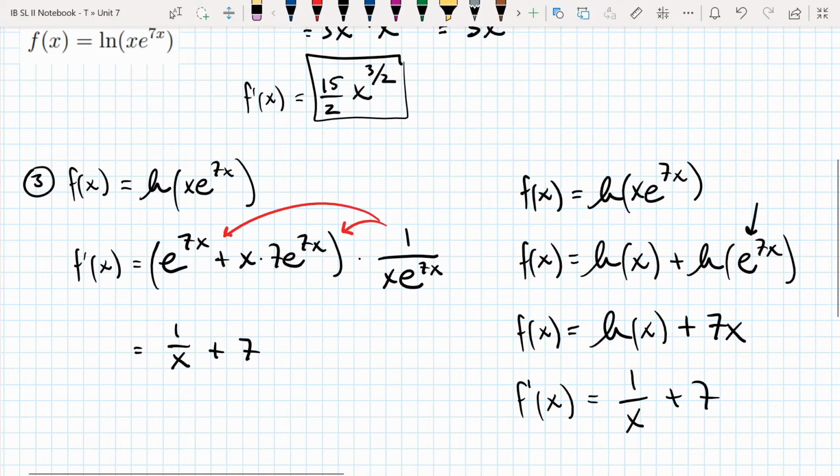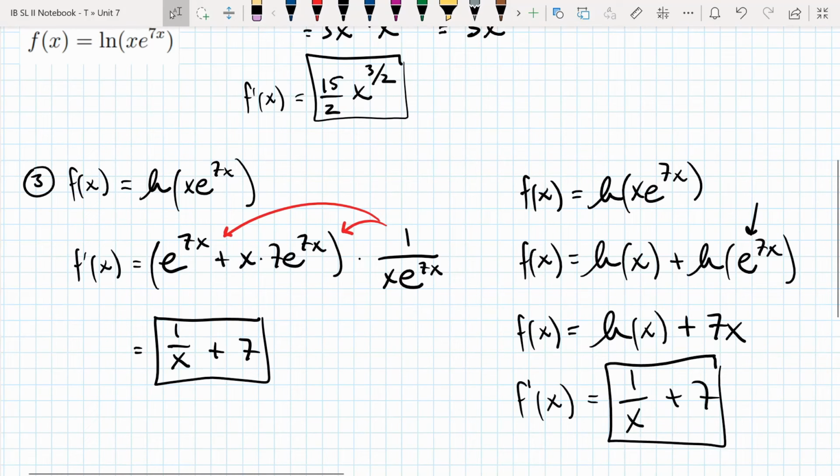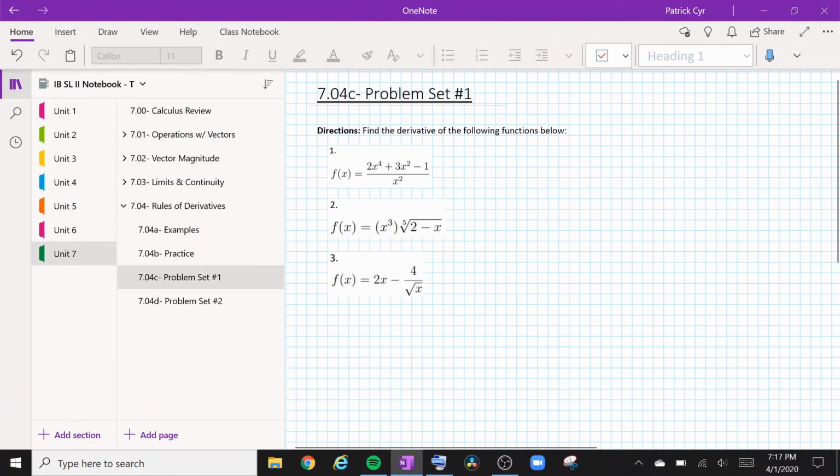So a lot of the times there's more than one approach to each of these questions. Okay, I would encourage you to use the approach that reduces the amount of algebra you need to use to solve that particular question. Okay, and let's wrap up this video by going through problem set number 1.